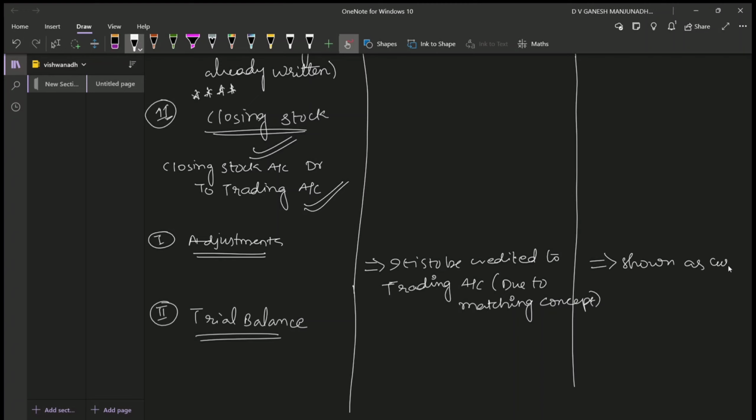to be shown as current liability in balance sheet. Not liability, I'm sorry, I'm very sorry. To be shown as current asset in balance sheet.